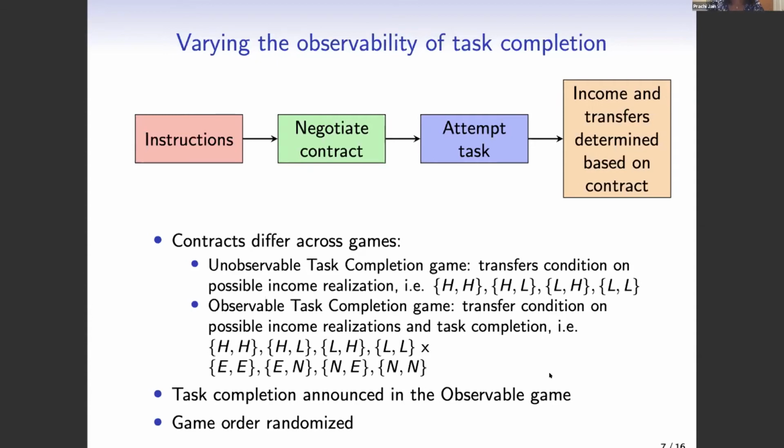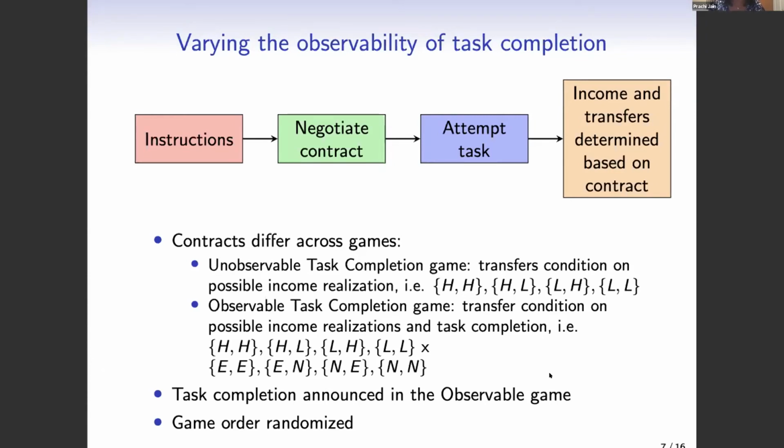And so here the contracts differ across the games. In the unobservable task completion game, I can only see my partner's income, and so my contracts can only condition on these possible income realizations. Whereas in the observable task completion game, I can see both whether or not my partner completed the task as well as their income. And so these contracts can condition both on income and task completion, resulting in 16 choices.